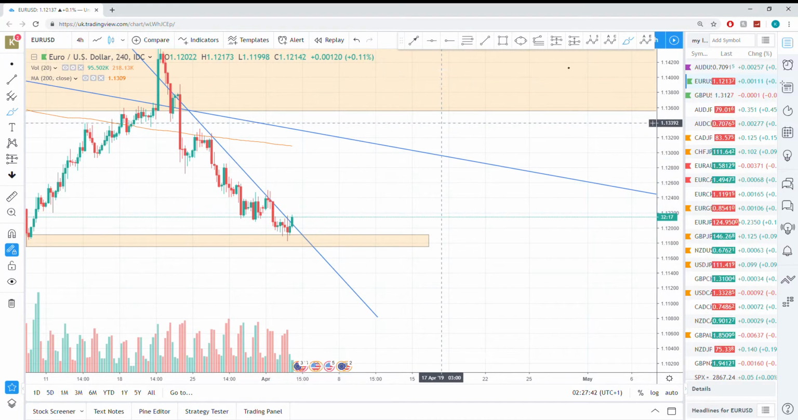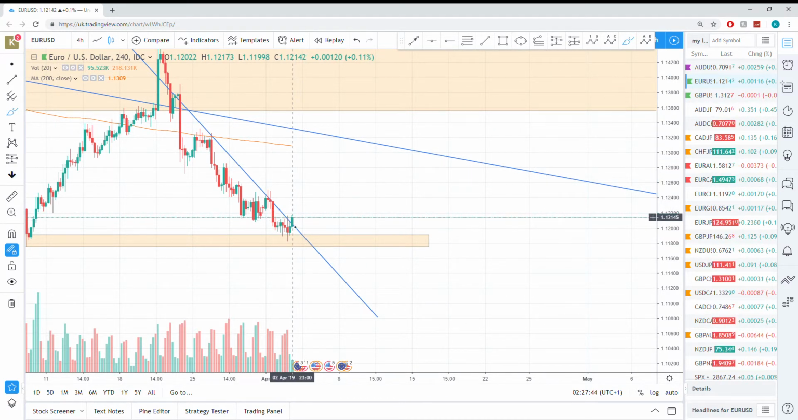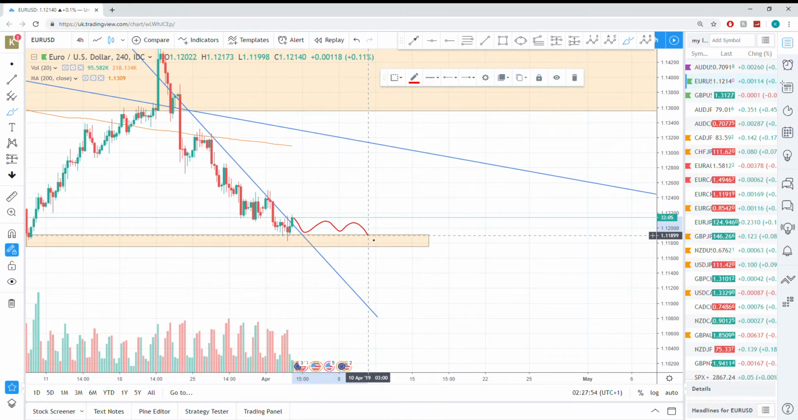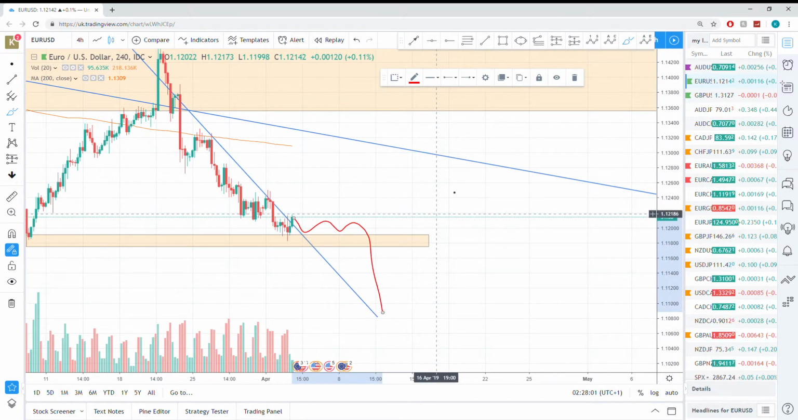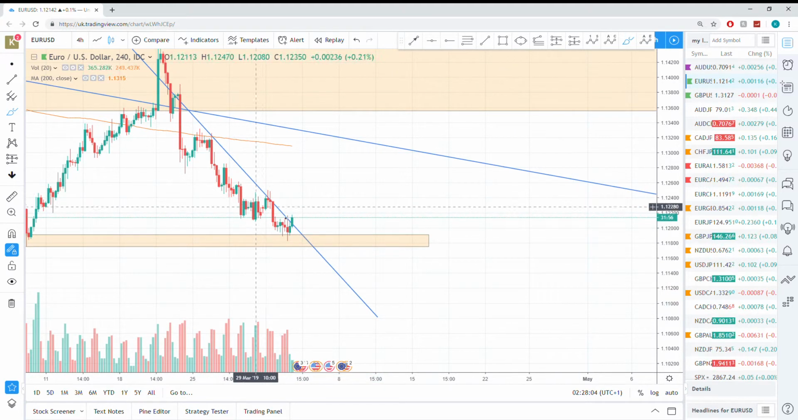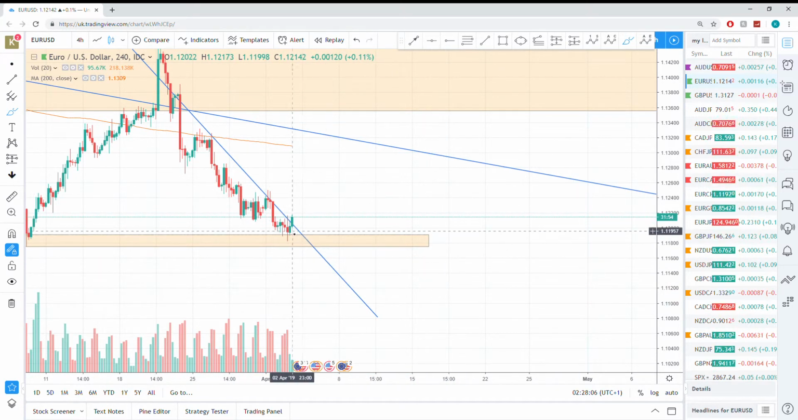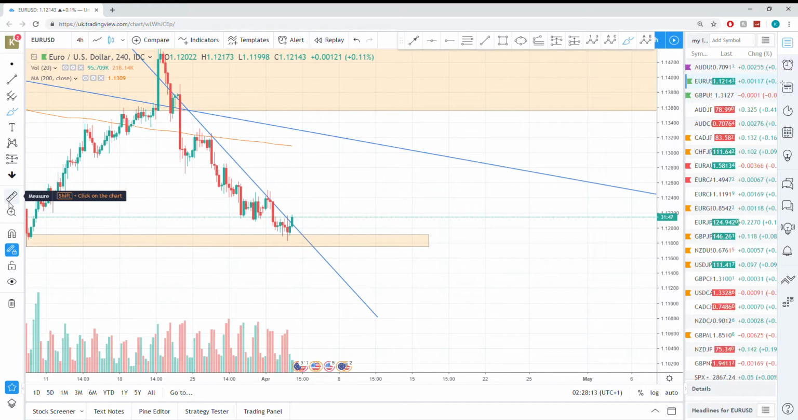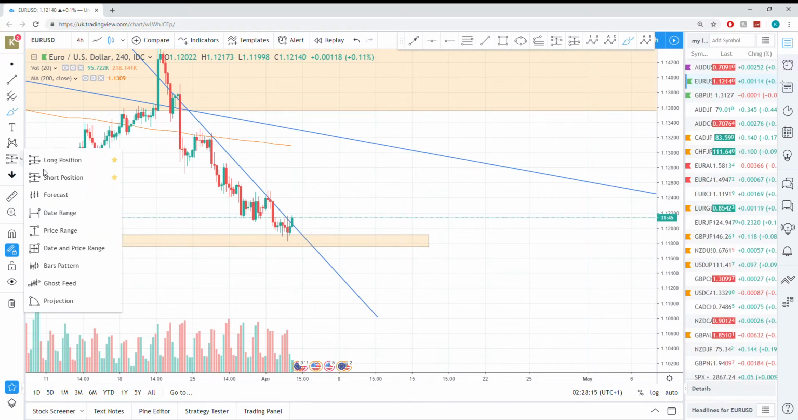Another scenario is it could test it 3 times. Oh no, sorry, it could test the support zone twice, but then eventually break down. So that's the thing where you have to wait and see where this market goes. So this candle right now is 30 minutes away. So in 30 minutes and the next 4 hours, we can presume where price could actually go.